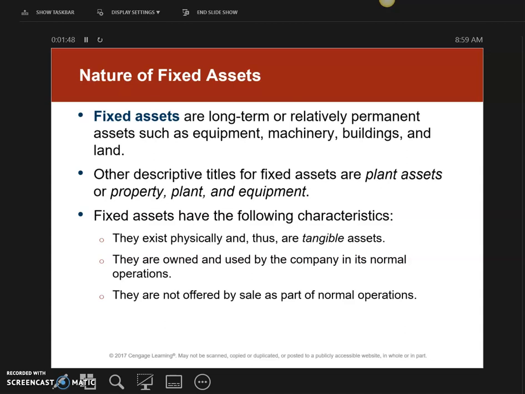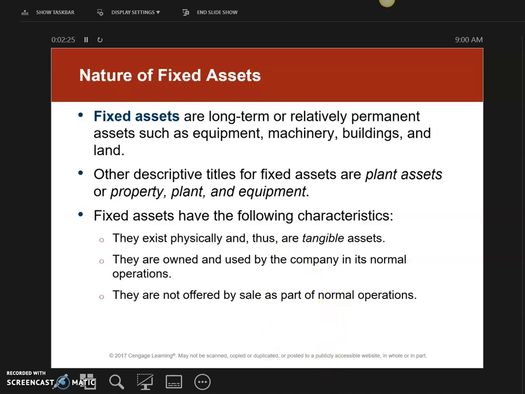For example, if I was a delivery company and I bought a small pickup truck, that would be used for deliveries. The last characteristic is they're never offered for sale. So if I'm a delivery service business and I buy a small pickup truck, that would be a fixed asset. However, if I buy a racehorse, that would not be a fixed asset for me. That would be an investment. We'll talk about that a little later. Just make sure you understand the characteristics of a fixed asset.